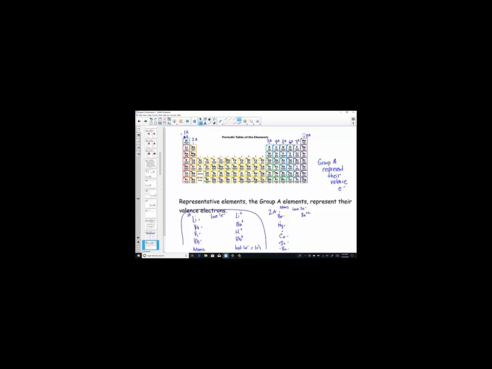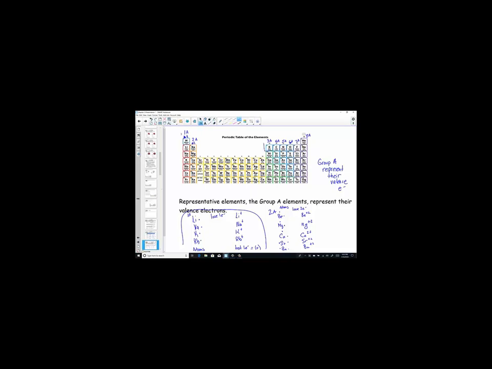The beryllium ion, no dots left, but a +2 charge. Magnesium, no dots, it lost them, but it results in a +2 charge. Calcium, +2. Strontium ion, +2. And the barium ion, +2. So all of these in the column below are all +2 charges.